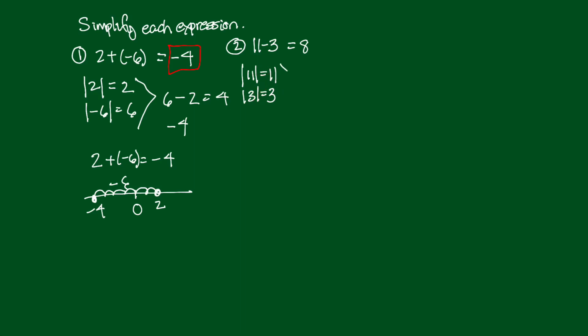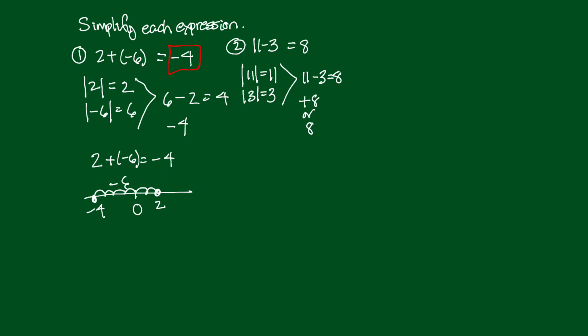So I'm looking at this now. Take the larger absolute value, subtract the smaller absolute value, and that gives me 8. Use the sign associated with the larger absolute value. Now, the larger absolute value is 11. Its sign is positive. So I'm going to attach a positive 8 to this. All right, so that would be positive 8 or just 8.